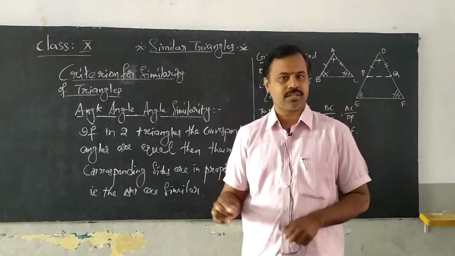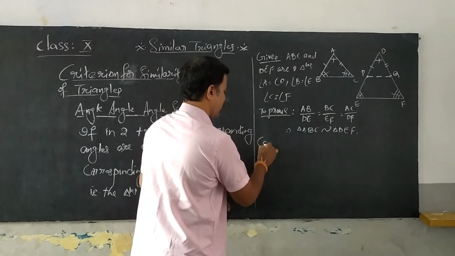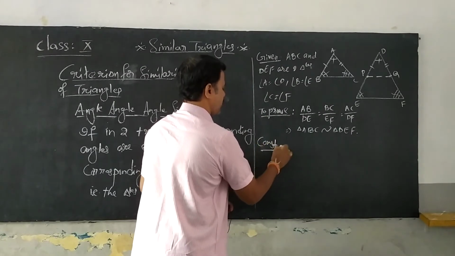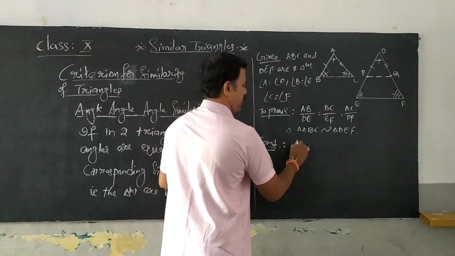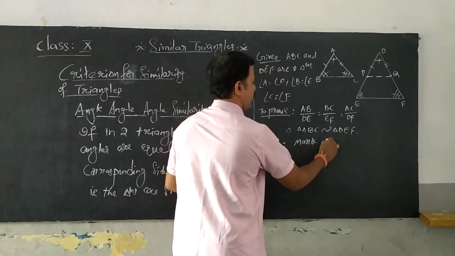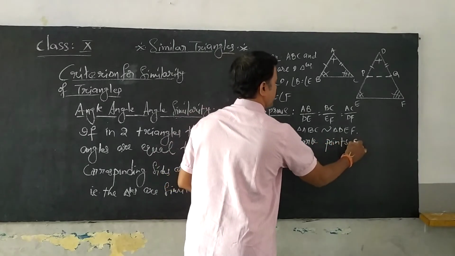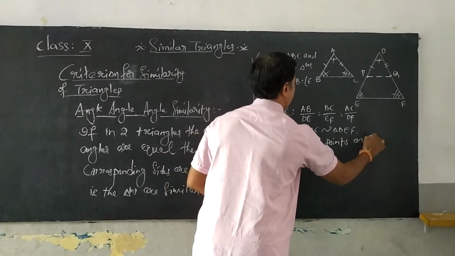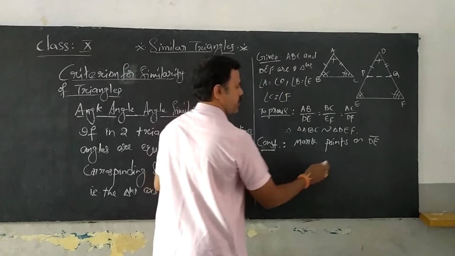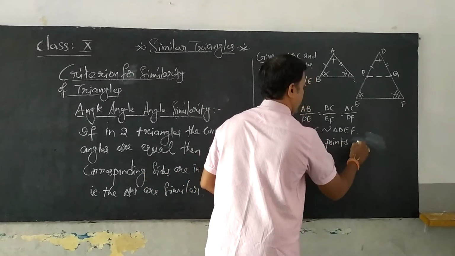So what construction did I make? Right, very good. Come on, tell me. The construction is to mark points on the line segment DE. Mark points, what are the points?